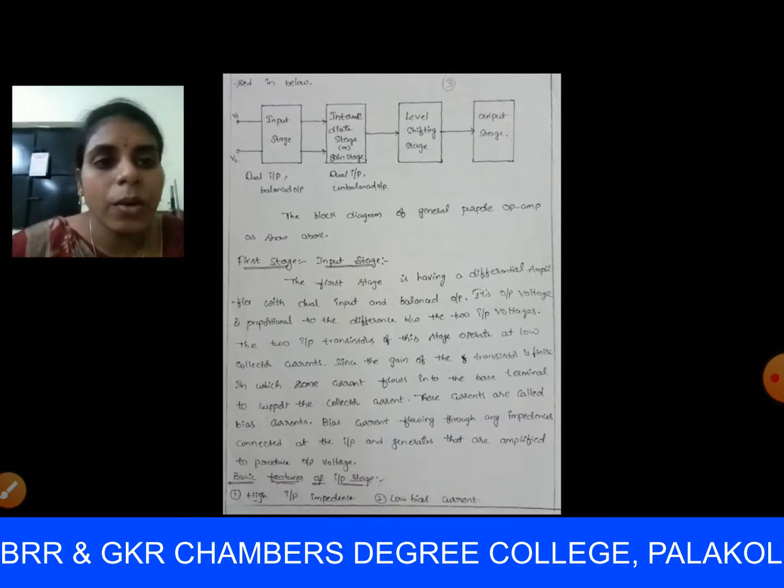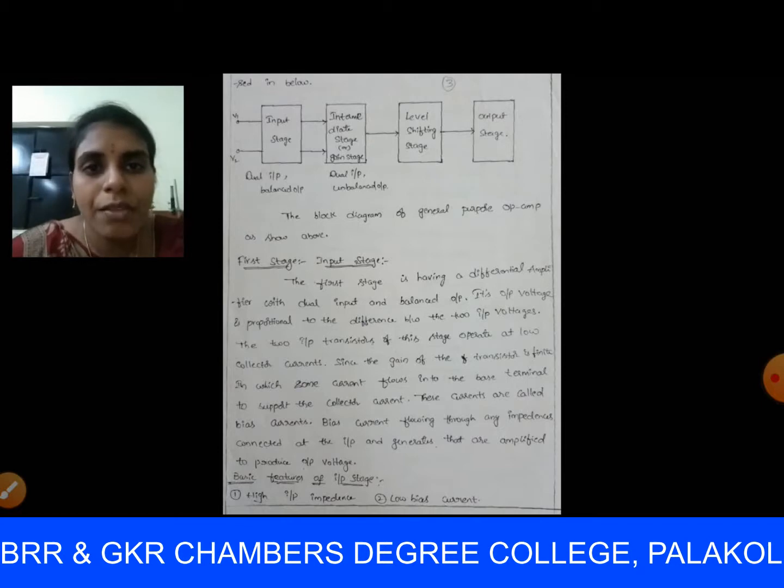First stage, the input stage. The first stage is a differential amplifier with dual input and balanced output. Dual input means two input terminals, and balanced output means the output is taken across two terminals of the op amp. Its output voltage is proportional to the difference of the two input voltages, because the inputs applied to the inverting and non-inverting terminals are different, so the output is directly proportional to the difference of the two input voltages.